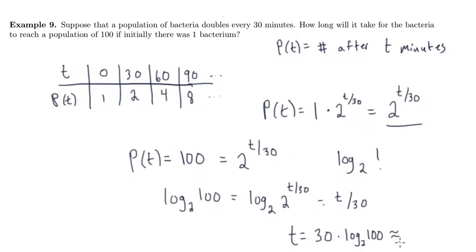Okay, well that's just a number. Let me tell you approximately what it is. It's going to be approximately 199.3 minutes. And there's our answer. So after, well, about 200 minutes, the population of this bacteria should be at 100.